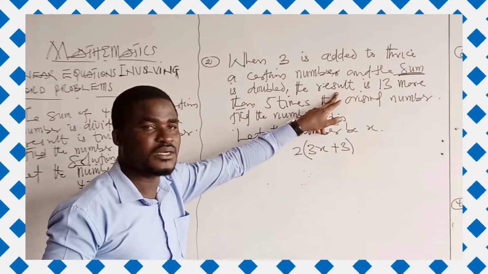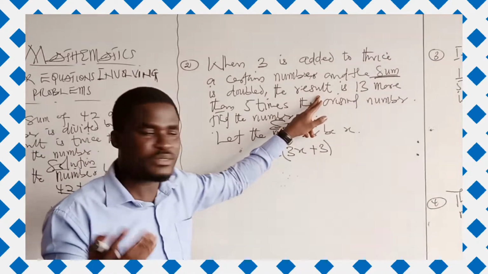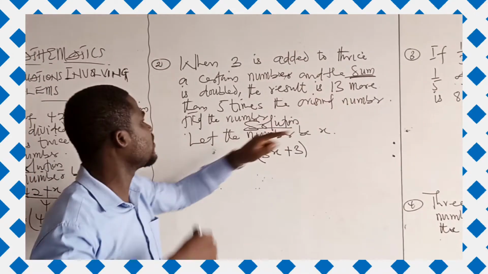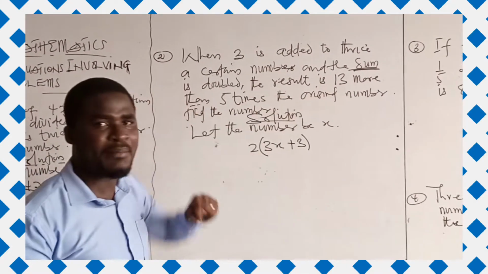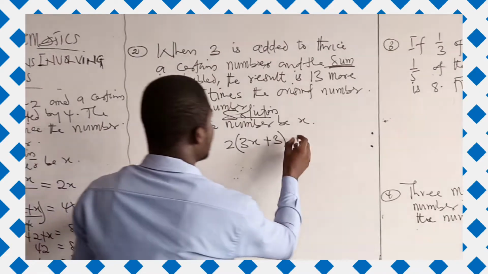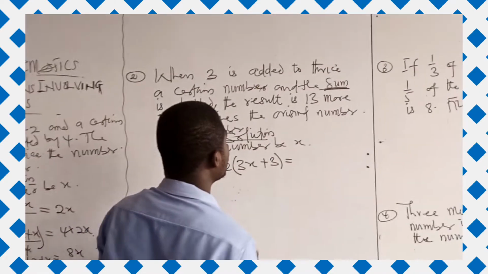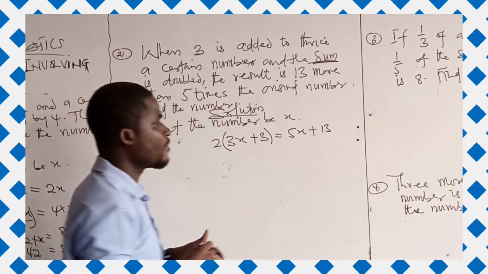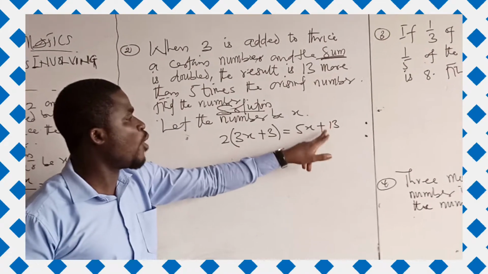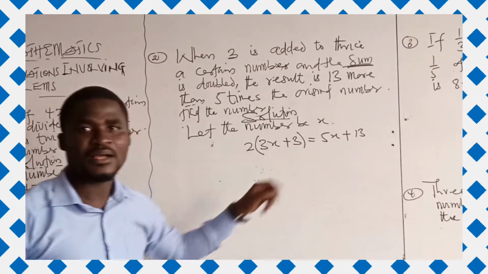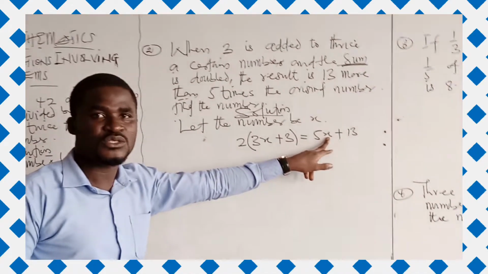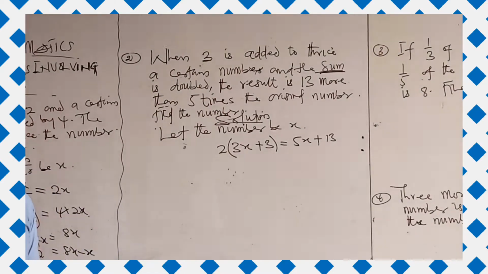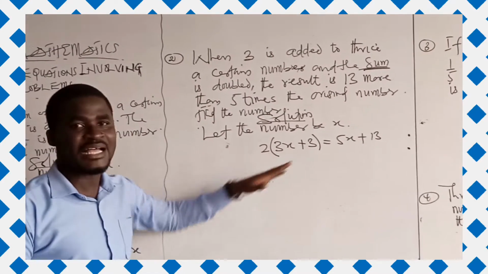The result. Which result are you talking about? This is the result. The result is 13 more than 5 times the original number. So the result is equal to 5X plus 13. The result is 13 more than 5 times the number, so 5 times the number is 5X. So take note. This is the equation we've derived from the word problem. I hope when you get the equation, you can solve the problem.